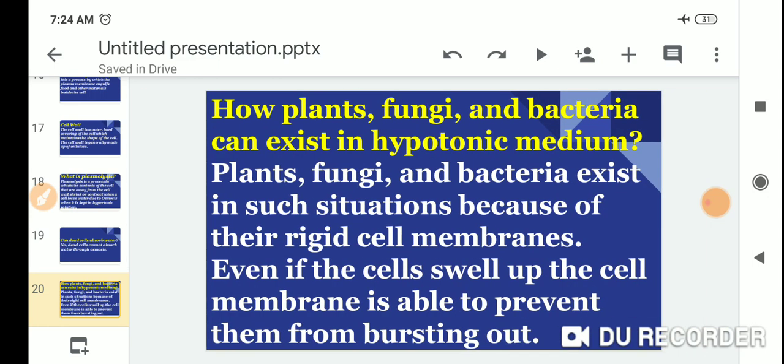How can plants, fungi, and bacteria exist in a hypotonic medium? Plants, fungi, and bacteria exist in such solutions because of their rigid cell wall. Even if the cells swell up, the cell wall is able to prevent them from bursting.